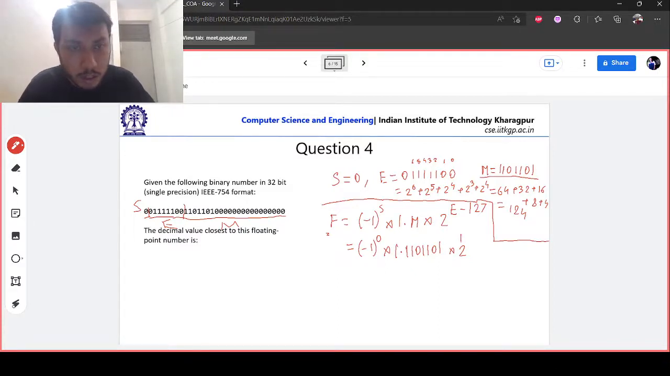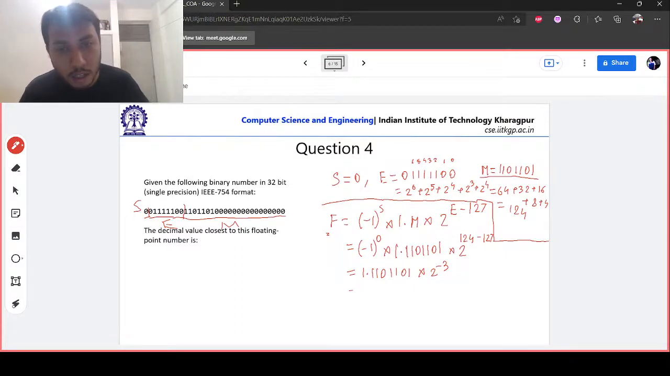124 minus 127, so it becomes 1.1101 into 2 to the power of minus 3. So we need to calculate what is the decimal value of this.